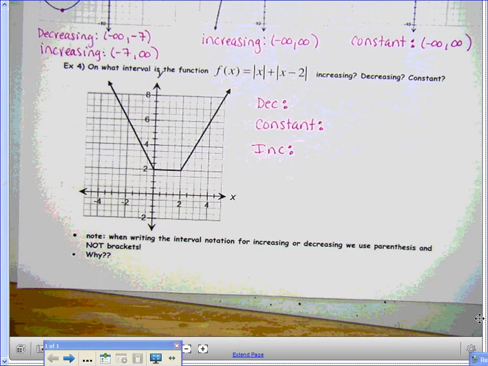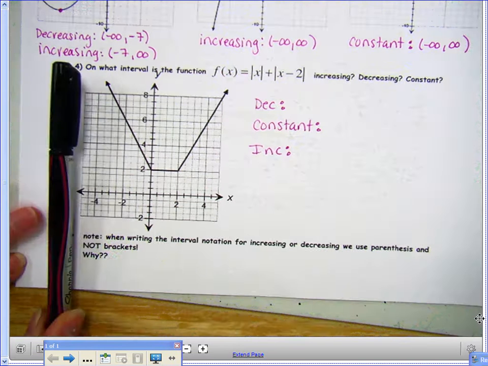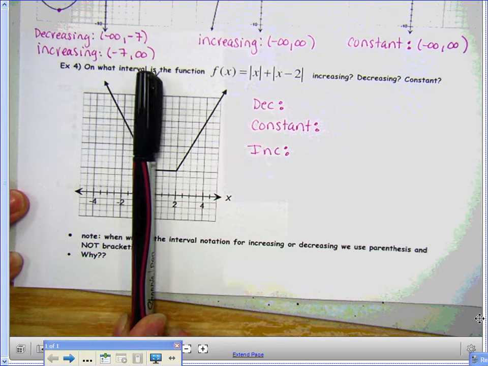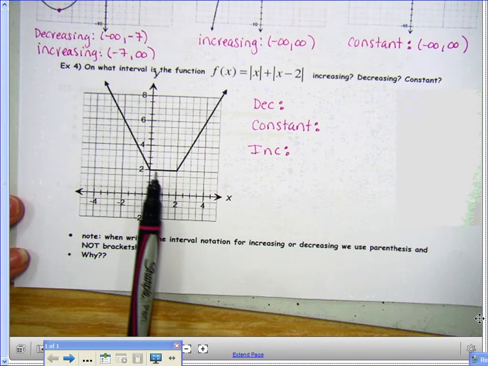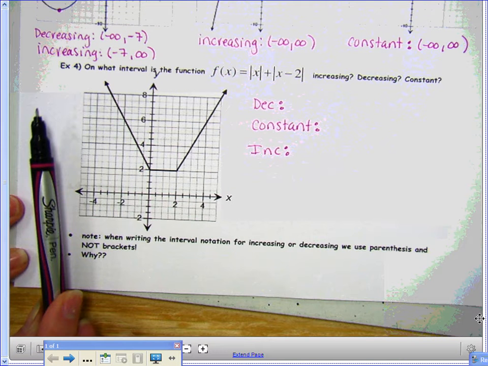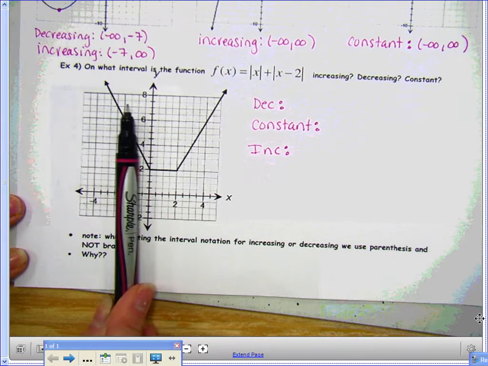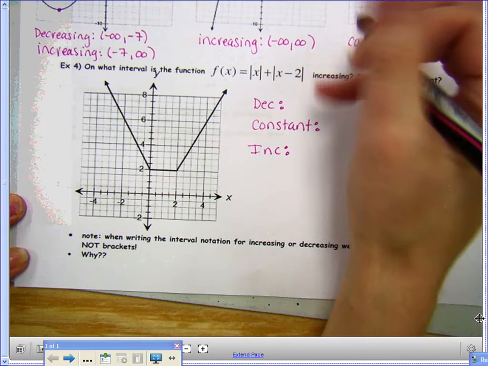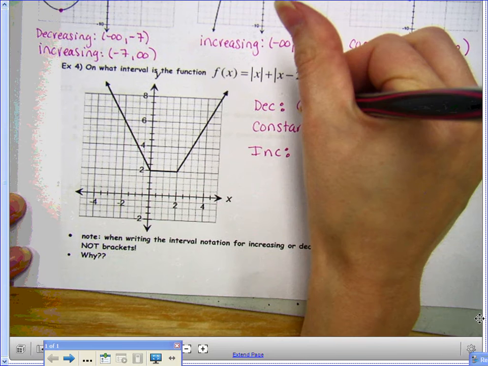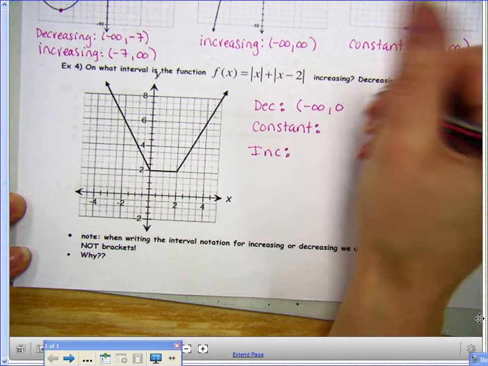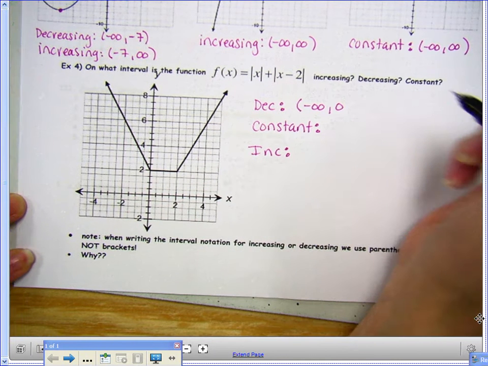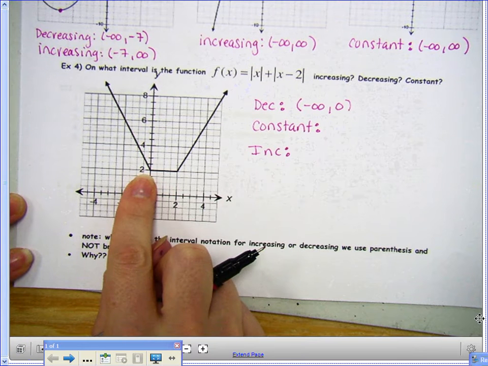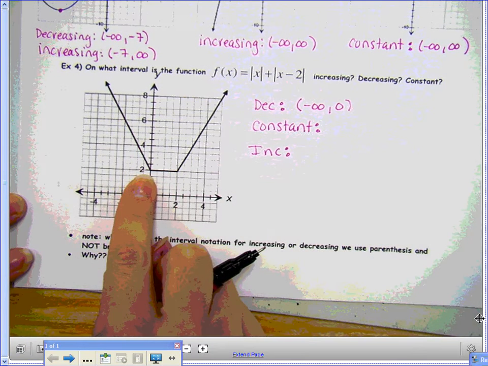So looking at this graph, as I'm moving from left to right, what's the first thing that's happening until I get to about right here? We're decreasing. So we're decreasing from negative infinity to where? 0, because remember you're using your x values. So decreasing from negative infinity to 0. Do I use a parenthesis or a bracket? Parenthesis. And again, a lot of students accidentally write their y values down. Do not do that. It's the x values.